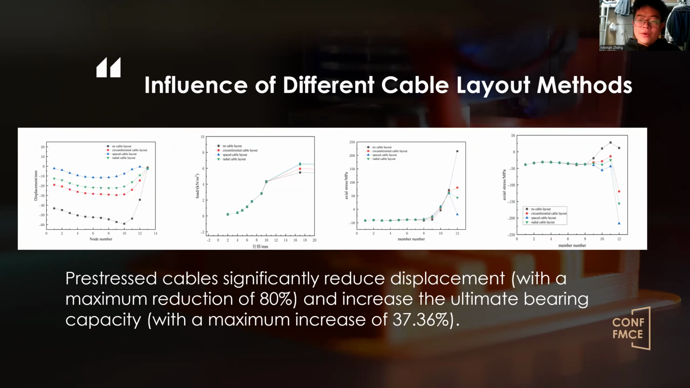First, by comparing and analyzing each model under different cable layout methods with the model without prestressed cables, it can be concluded that different prestressed cables improve the lattice shell structure to varying degrees. Among them, the spaced cable layout method has the most significant improvement on the structural displacement and ultimate bearing capacity.